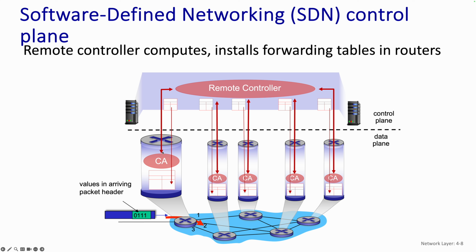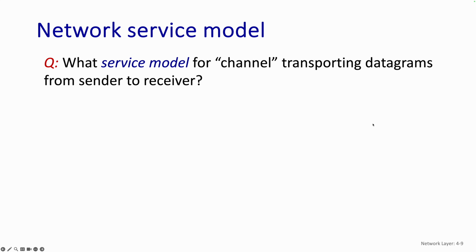These CAs is controlling agent. That's what that stands for. So there's some software running on this device that receives messages from the remote controller and then updates the routing table. Okay, so that's kind of what's inside a router.